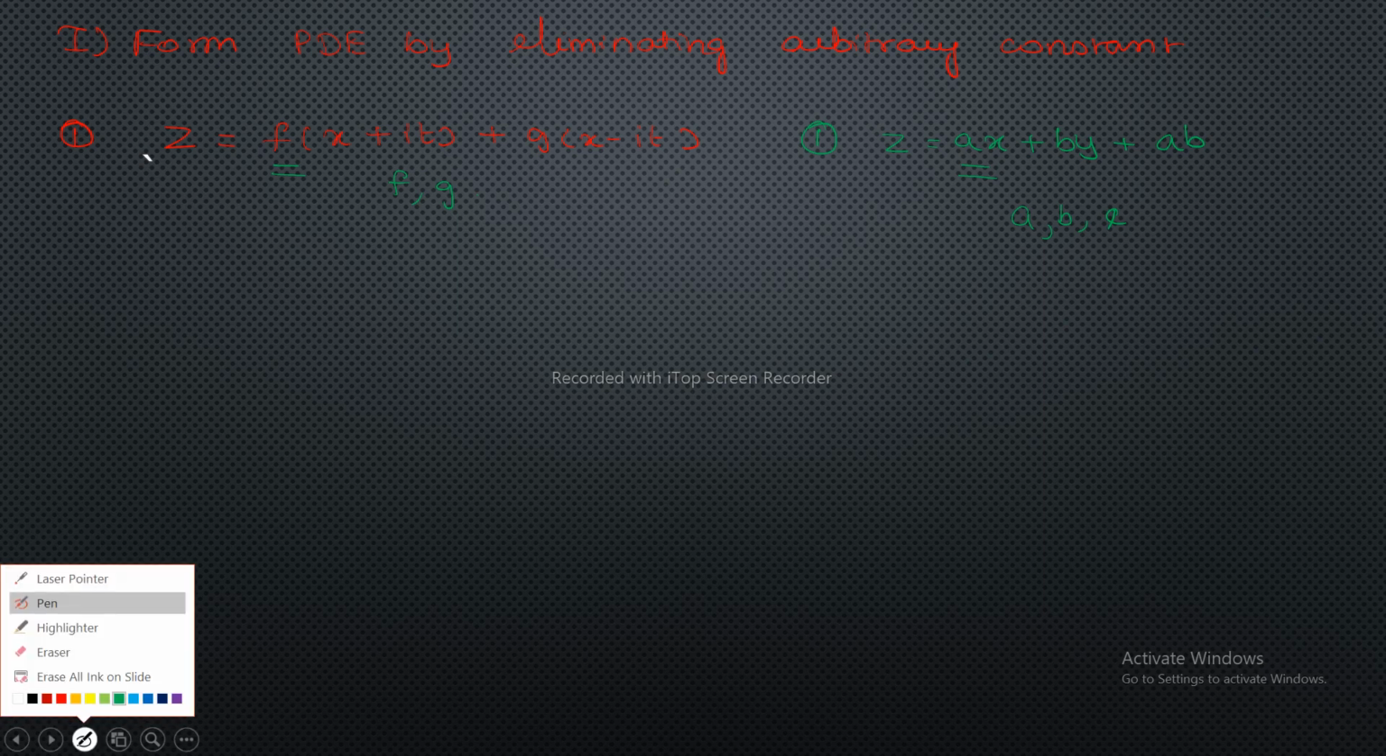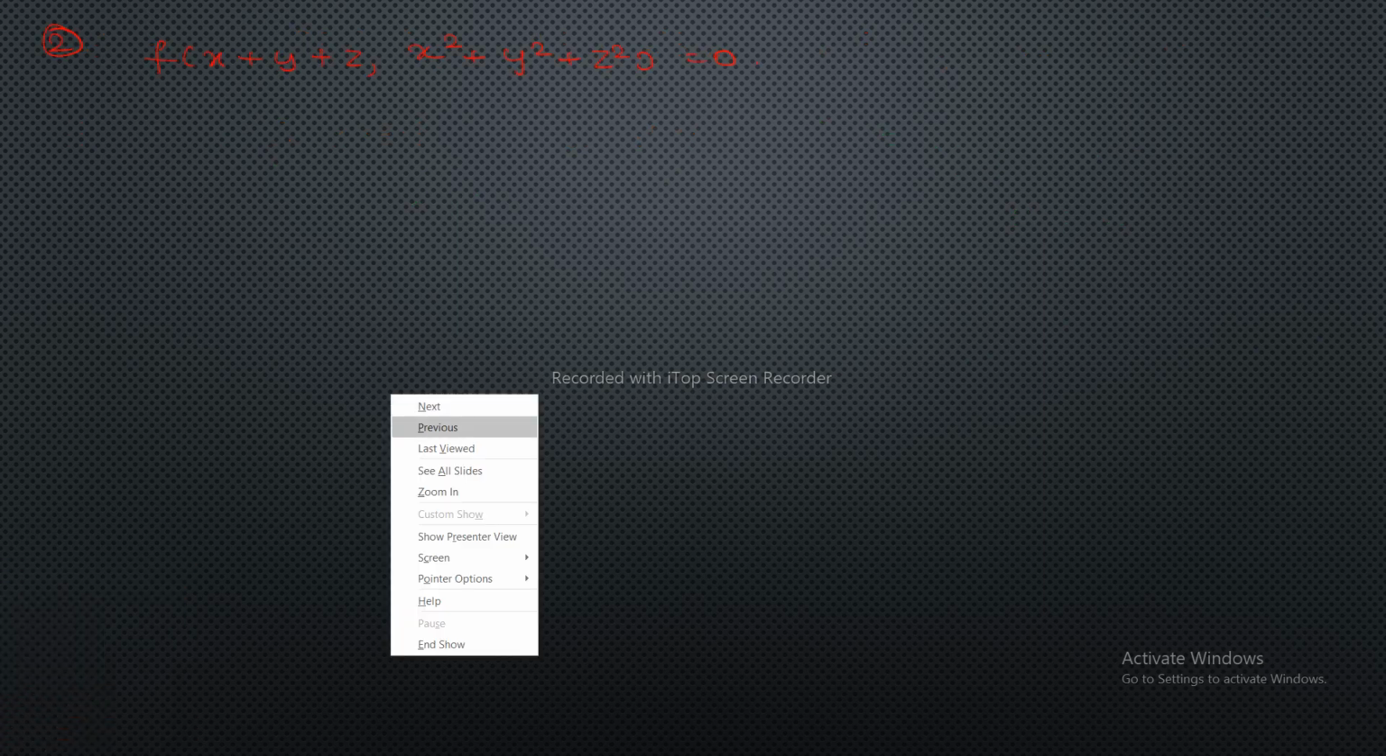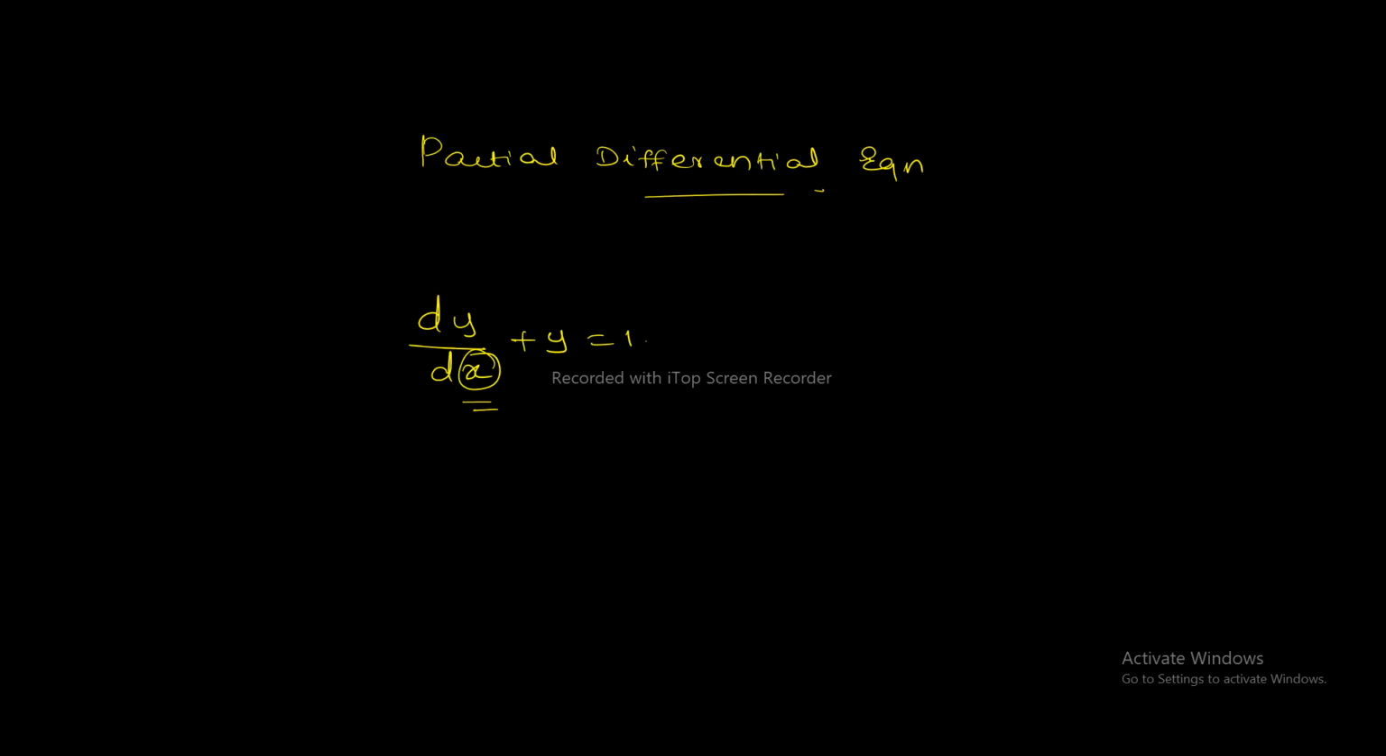So before doing this question, let me have a quick recap of the definitions of what are partial differential equations and how are we supposed to form a partial differential equation. Okay, so if you have an ordinary differential equation, you will have dy by dx, suppose, plus y is equal to 1. So here with respect to x, you are differentiating y. So x is independent variable and y is dependent variable.